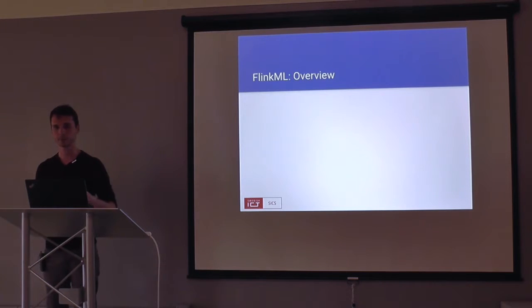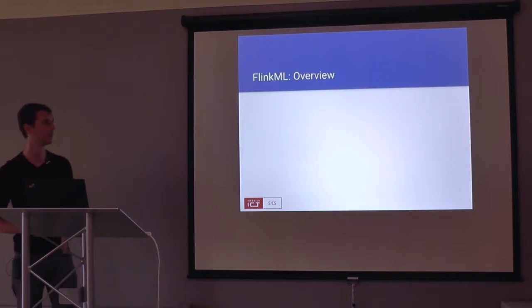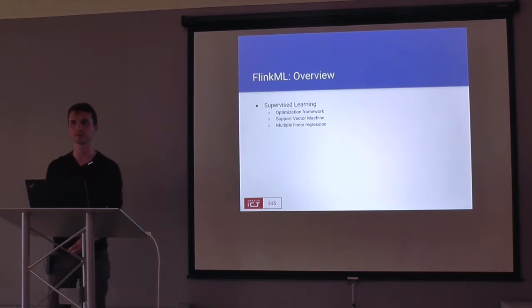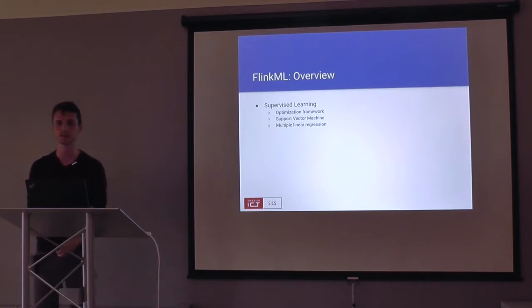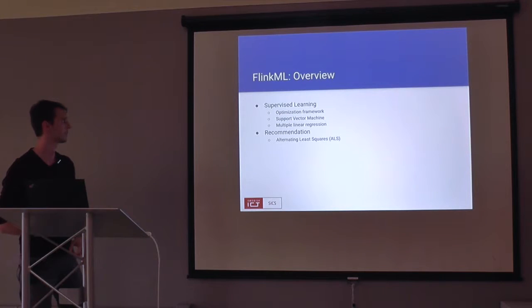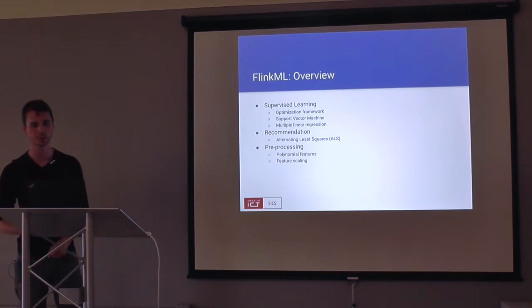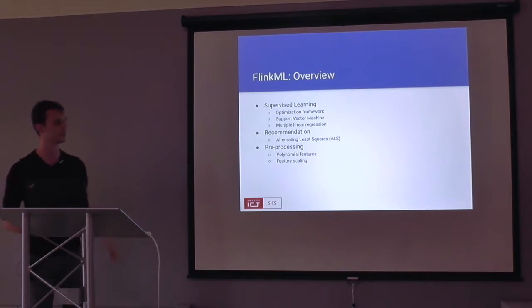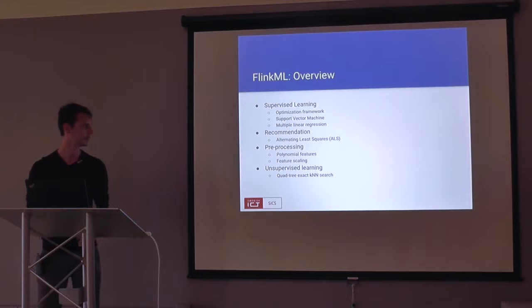So we'll take a brief look at the algorithms that are currently available in FlinkML. Starting with supervised learning, we have a generalized optimization framework that includes stochastic gradient descent. It includes supervised learning methods like support vector machines, and we also have multiple linear regression. We provide a highly scalable ALS implementation. For pre-processing, currently we have polynomial feature scaling and a couple of others, and these are things that we will be extending in the future in order to create machine learning pipelines. We also have a new algorithm for exact KNN search.